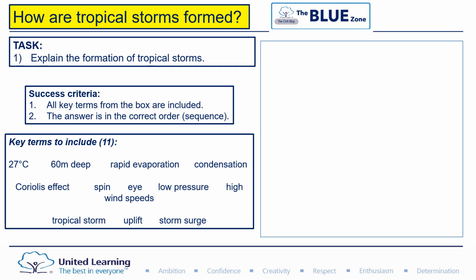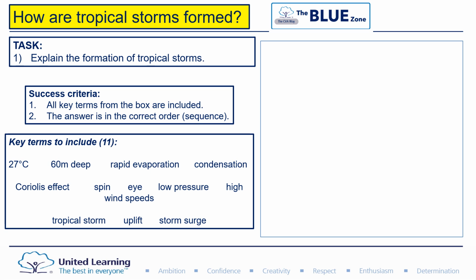Due to the Coriolis effect, the tropical storm spins around an eye. Beneath the tropical storm there is low pressure, so air is drawn in here, creating high wind speeds, which creates a tropical storm as speeds hit 74 miles per hour. Due to the low pressure, there is an uplift of the sea, which can create a storm surge beneath the storm.